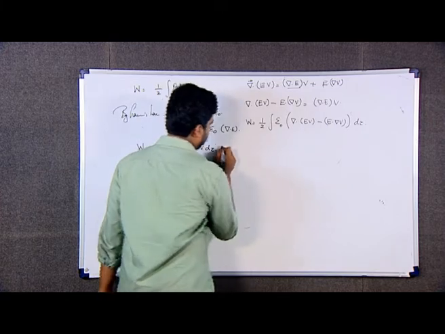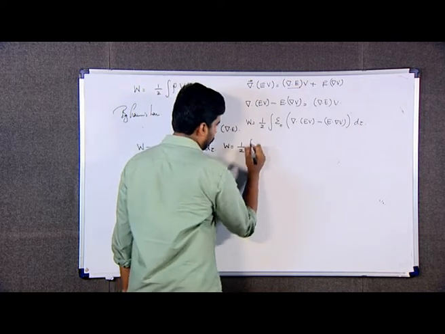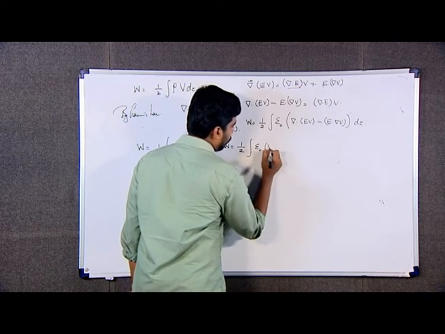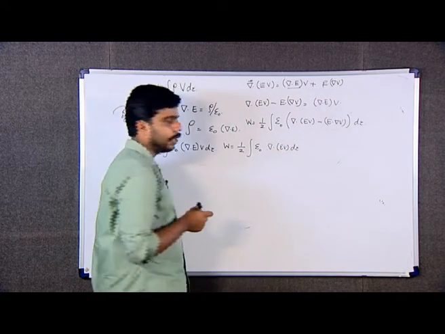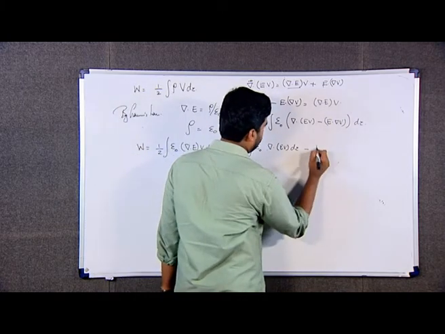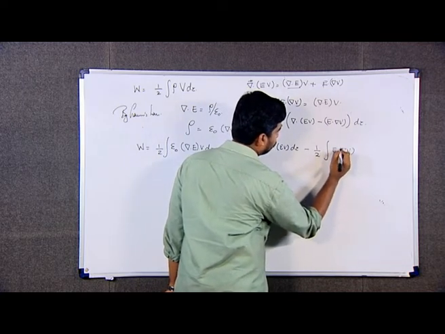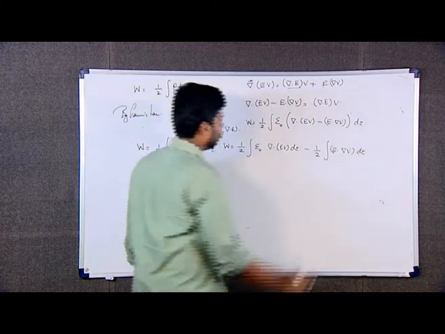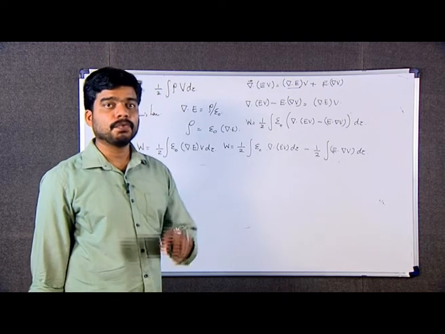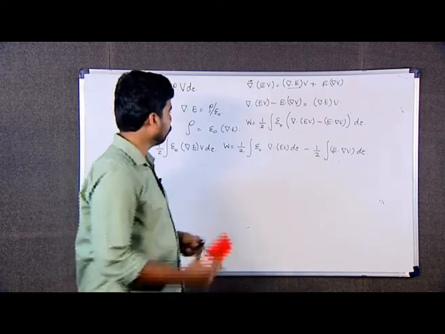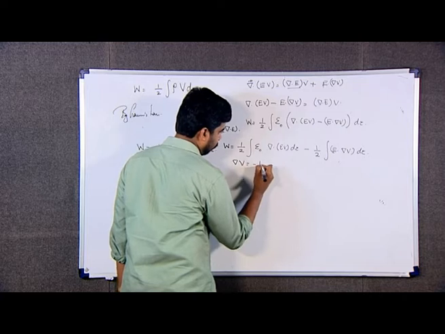I will separate this integral and write it as W equals half into integral epsilon 0 del dot (E V) d tau, minus half into integral E dot del V d tau. Both are volume integrals. What about del V? We know that del V is equal to minus E.